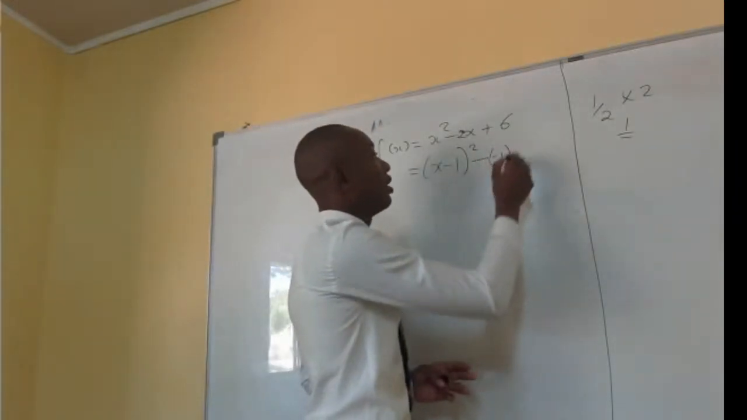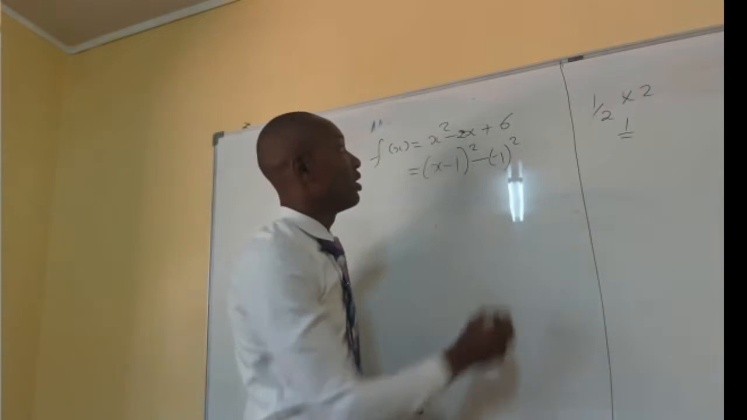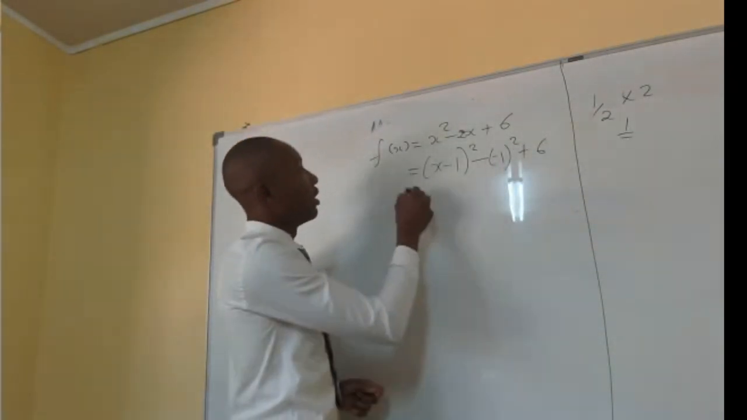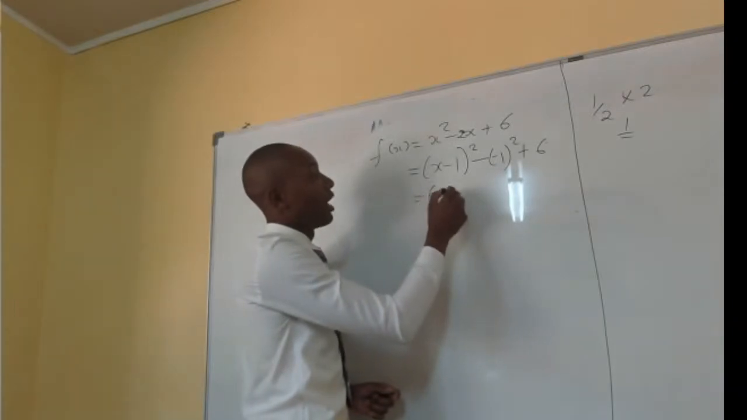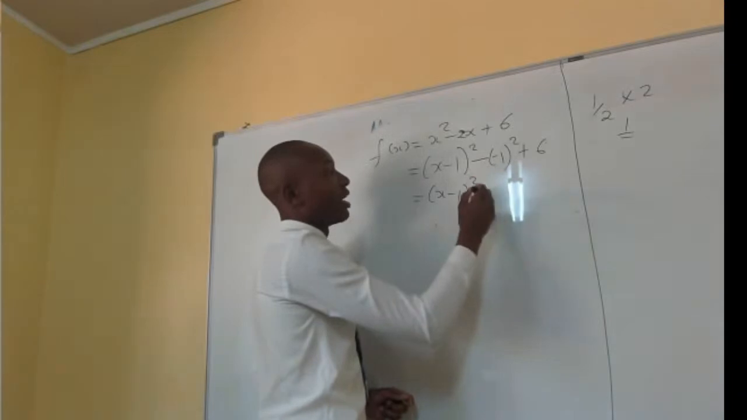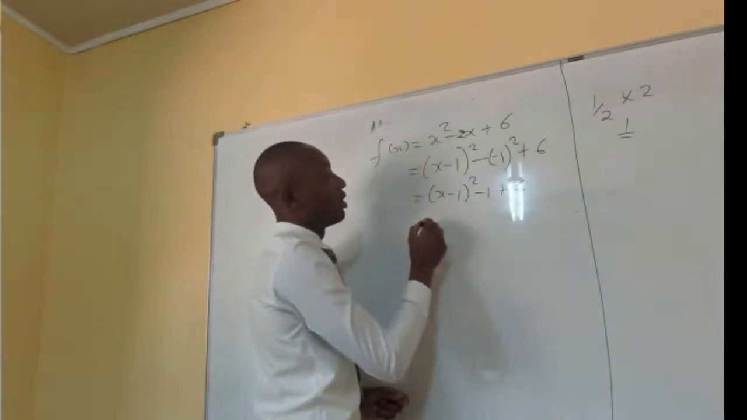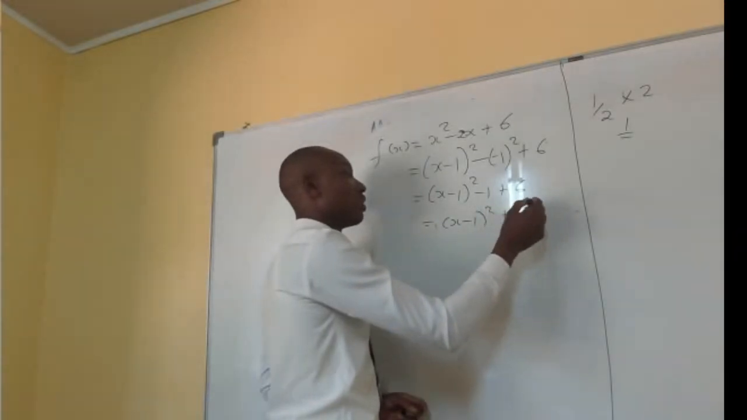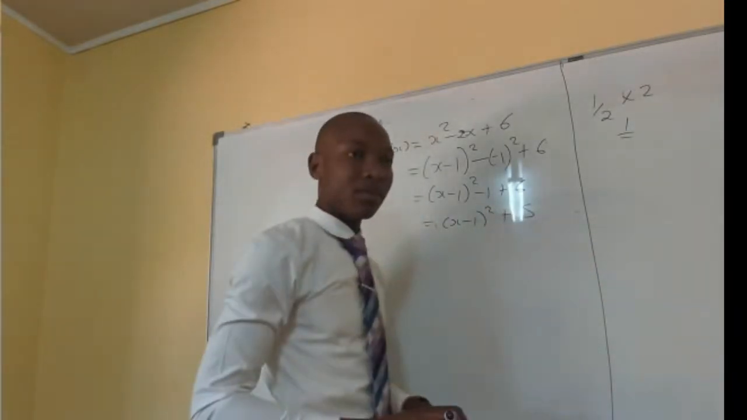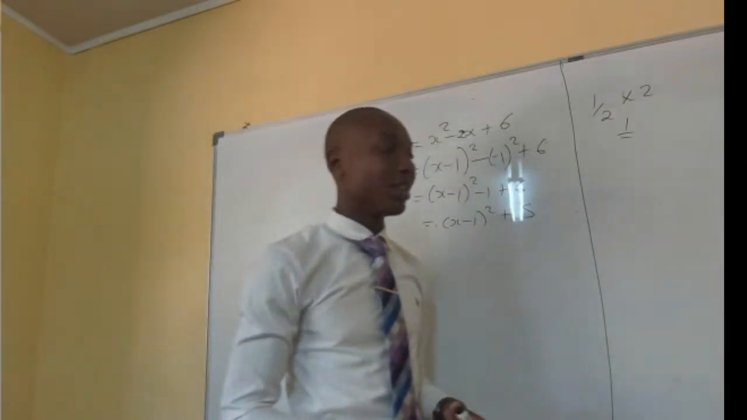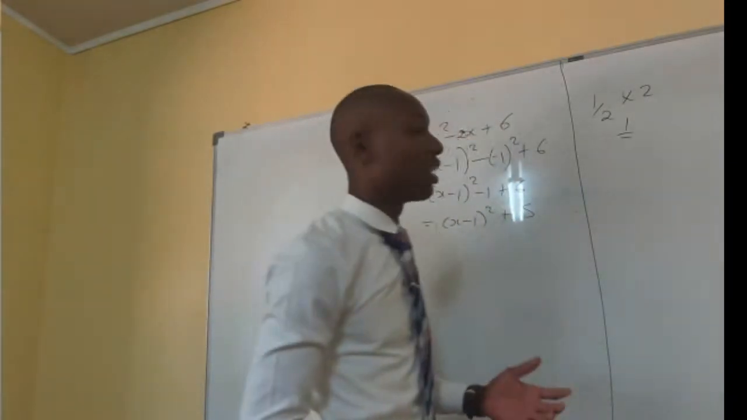So negative 1 squared. Then I'm going to say plus 6. Then we have x minus 1 squared, plus minus 1 plus 6. So we have x minus 1 squared plus 5. So I've completed the square. It is as simple as that. Let's look at another example.